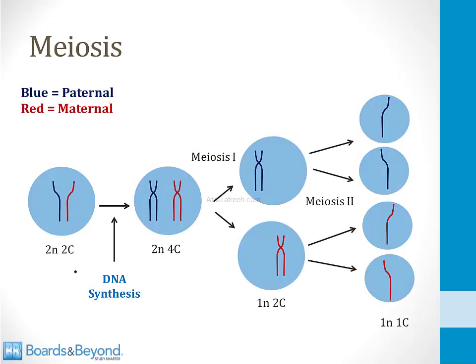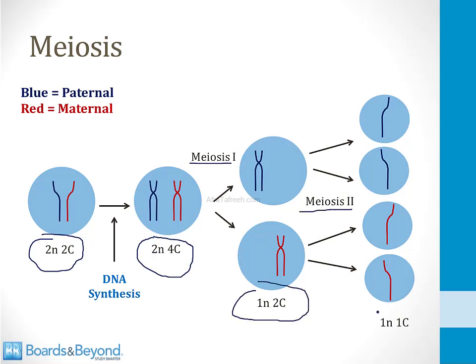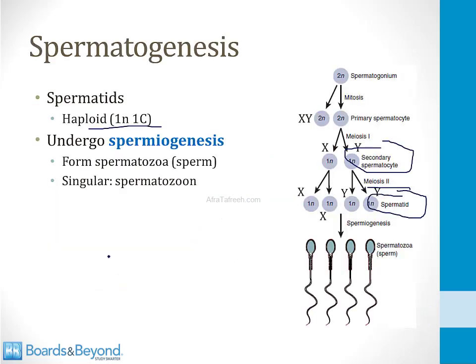And if we go back to this drawing here showing meiosis, this basically shows all the different cells of spermatogenesis. So the 2N2C cells are the spermatogonia. After DNA synthesis, they become primary spermatocytes, which are still diploid. After meiosis I, they become secondary spermatocytes, and then after meiosis II, they become spermatids, which are 1N1C. Now, just because we've generated 1N1C spermatids, this doesn't mean the process is complete.